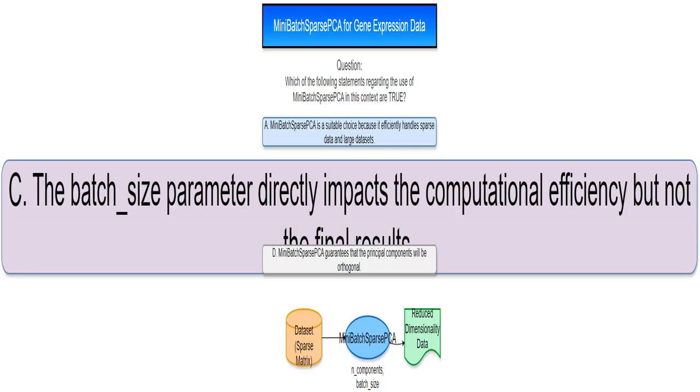My data is a sparse matrix. In a sparse matrix, most of the entries are zero. Think of a huge spreadsheet, mostly empty except for a few numbers scattered around. This is common with gene expression data. MiniBatchSparsePCA is perfect for this kind of data.